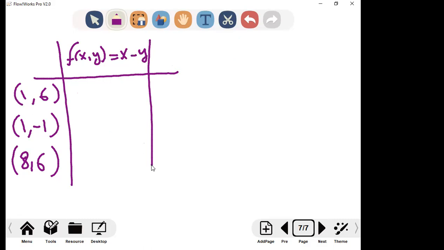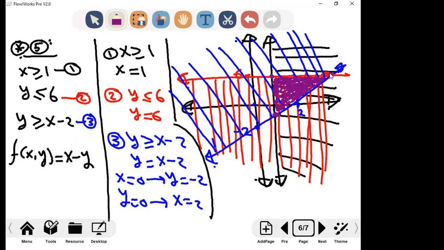Calculate. x minus y means 1 minus 6 equals negative 5. 1 minus negative 1 is 2. Here 8 minus 6 is 2 also. So here I have to look at the graph. Look at the graph. These two points are both what? Maximum. Both are maximum for the graph.